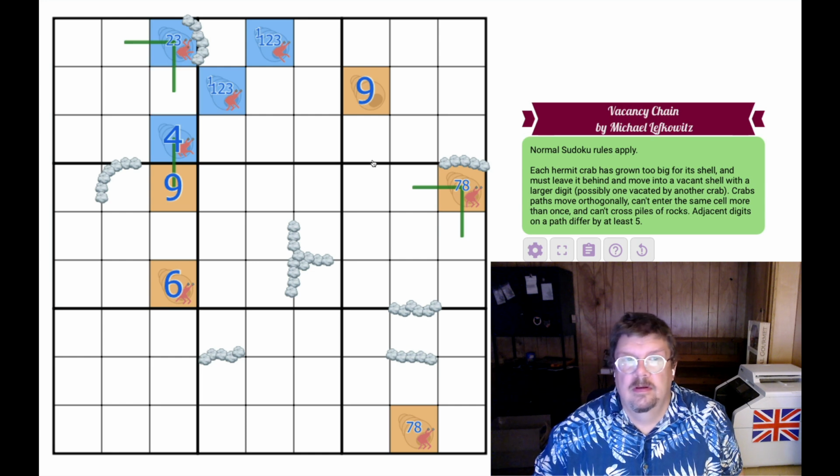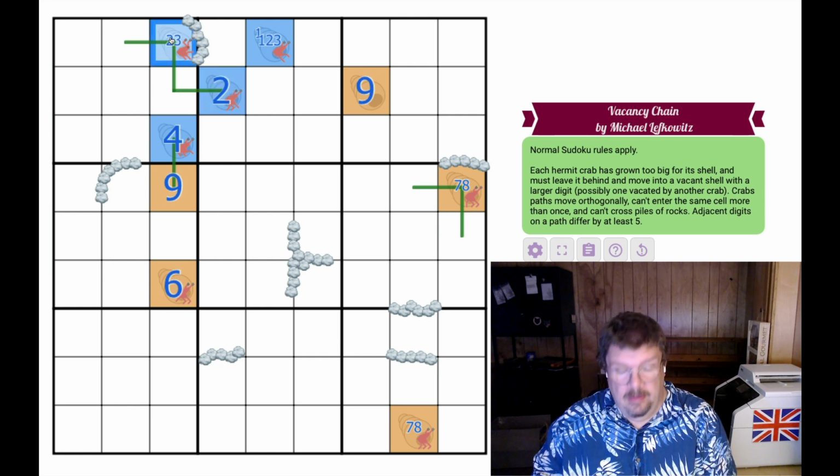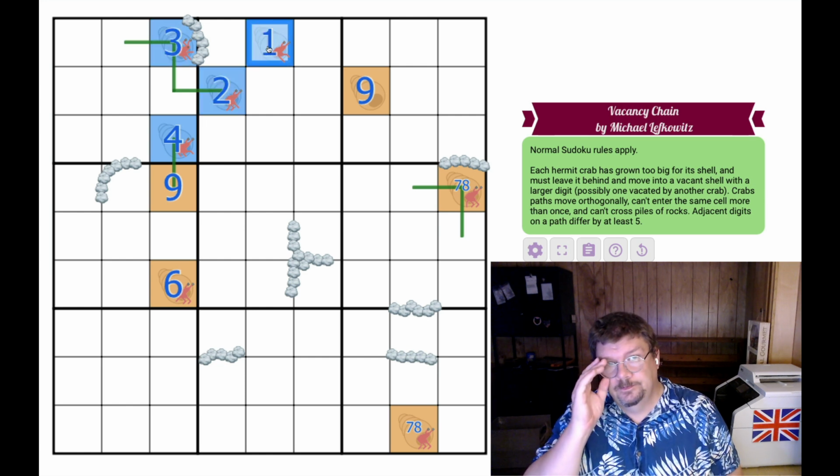So this has to go through that way. Again, this one can't join up to this one without crossing paths somewhere, because of the fact that it's on the edge. So that has to be 2. That has to be 3. That has to be 1.